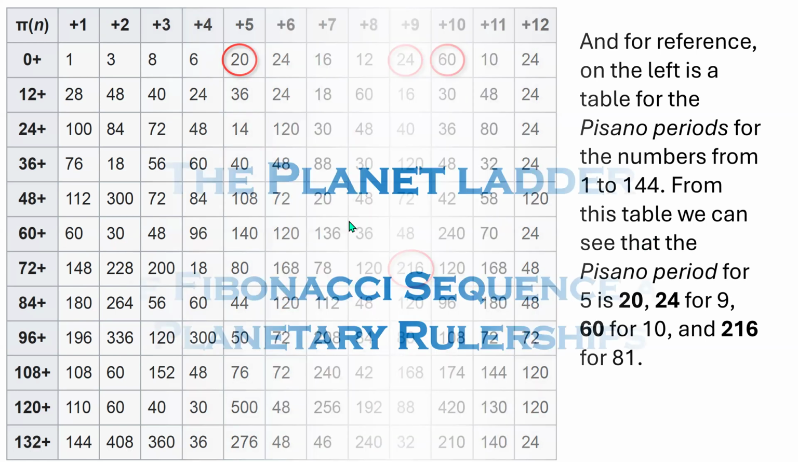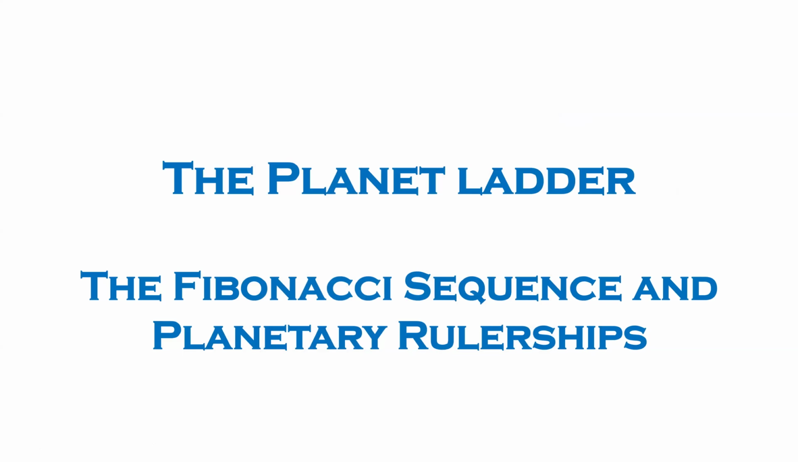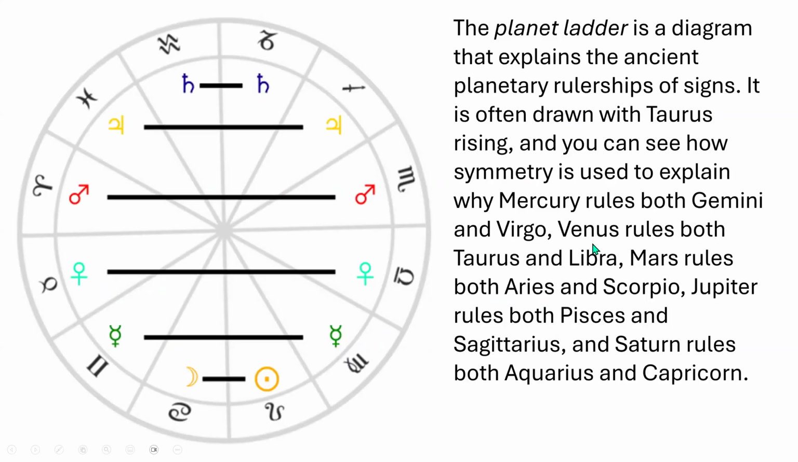Okay, the planet ladder, the Fibonacci sequence and planetary rulerships. Let me have another sip of water real quick, or tea. Okay, now the planet ladder, it's an ancient diagram that explains the ancient planetary rulerships of signs.